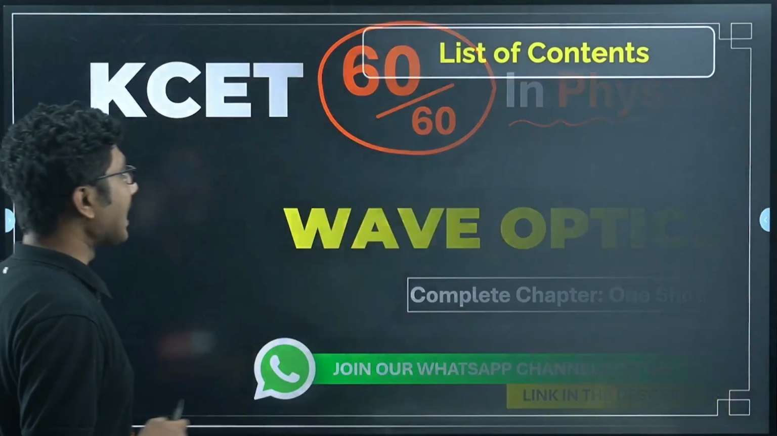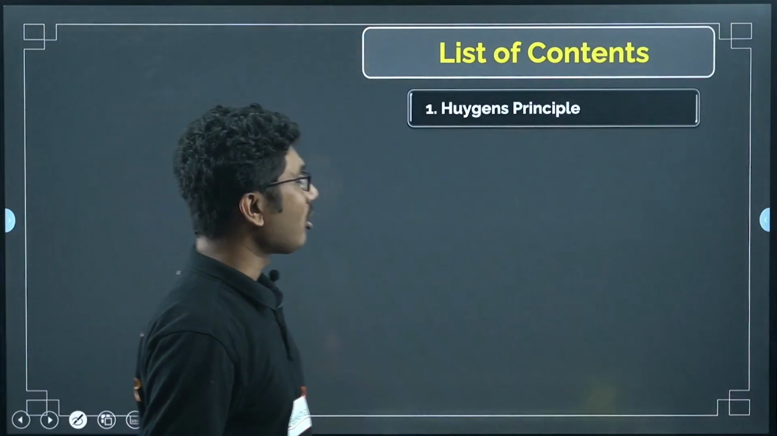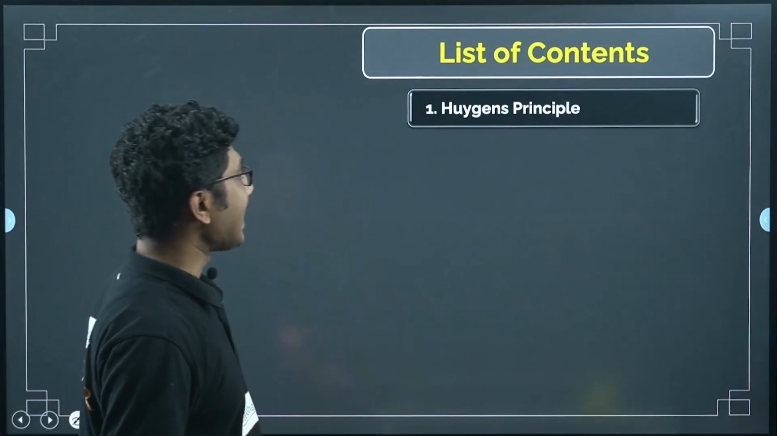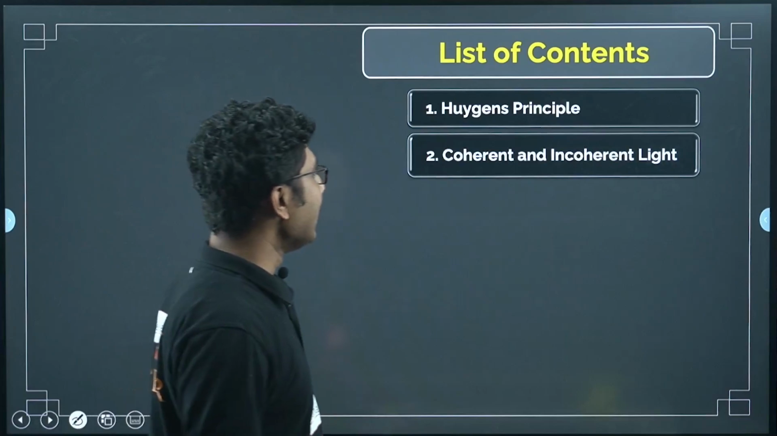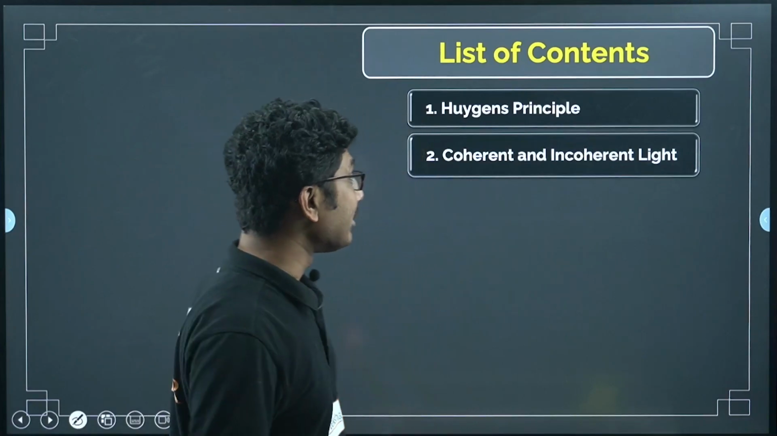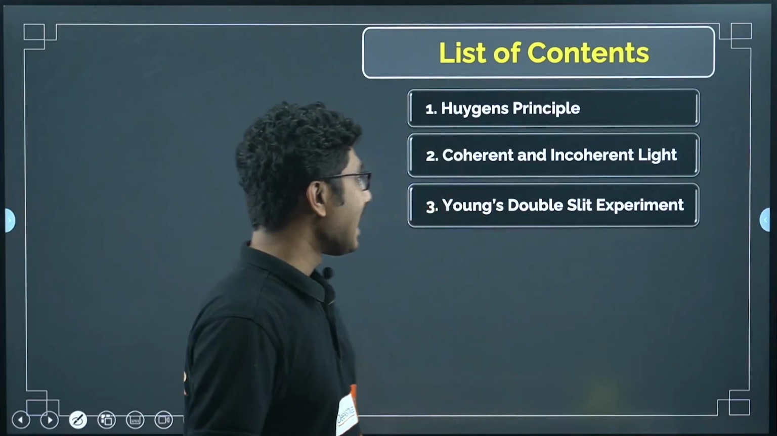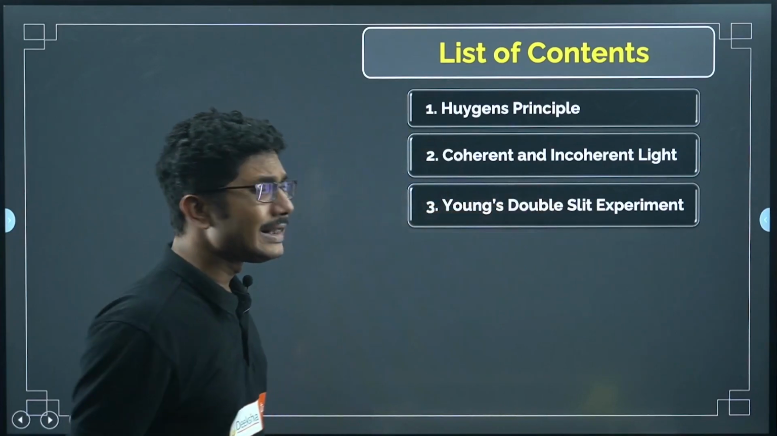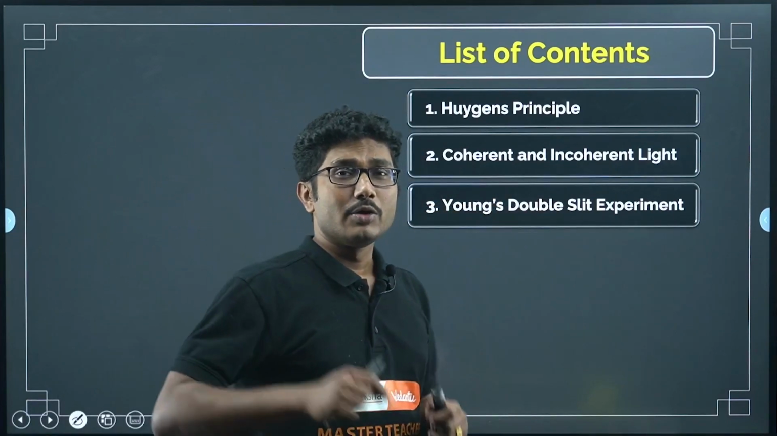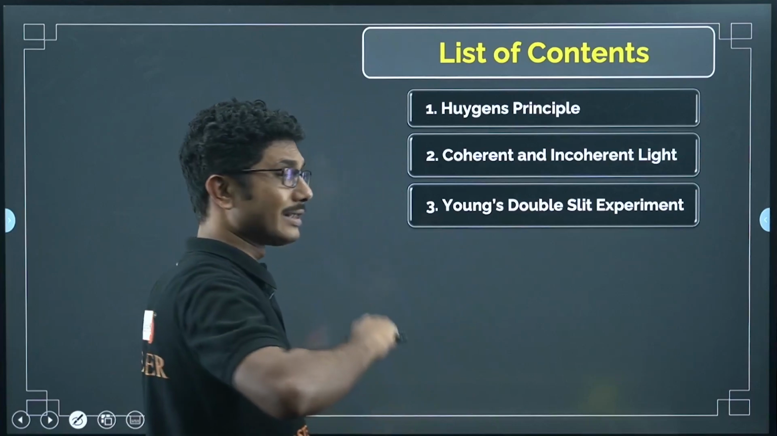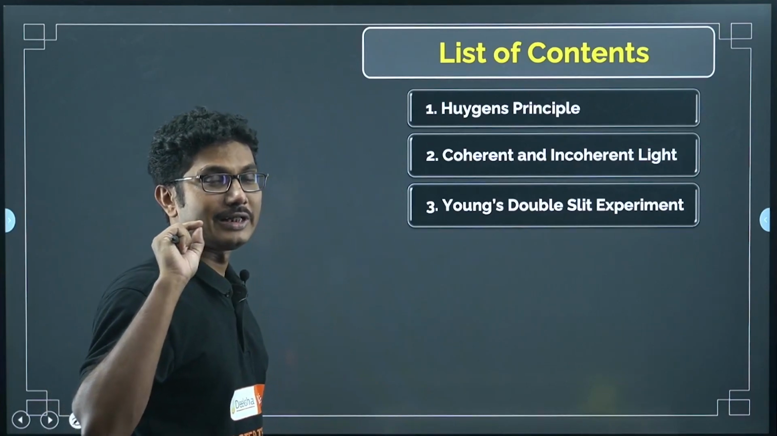Okay, now let's start with the list of contents. What all we are going to discuss. We are going to start with Huygens principle. Then we will discuss coherent and incoherent light. Then we will discuss Young's double slit experiment. Now in this part many concepts are now deleted, but we will be covering what all are there in the syllabus. Also I will mention what all is deleted now.